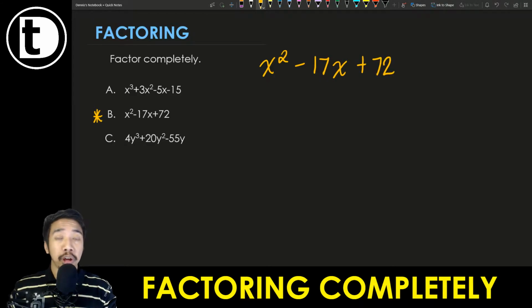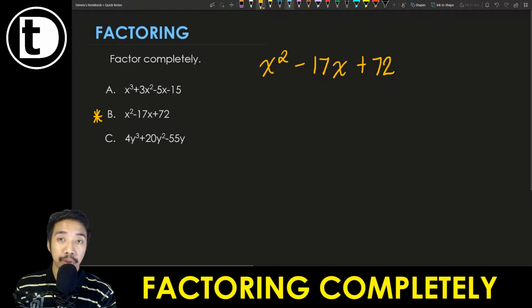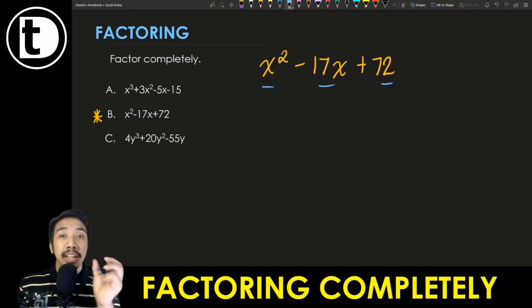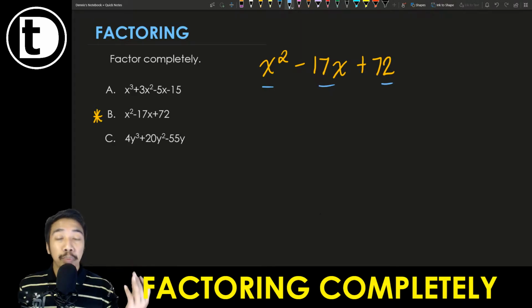So, rule of thumb, whenever you're going to start factoring completely, kailangan i-check nyo muna if the three terms or the terms of your equation has greatest common monomial factor. So, this ensures na mas madali nyong ma-handle yung mga numbers dito. Okay? So, since wala naman siyang greatest common monomial factor, mag-proceed na tayo dun sa pag-factor ng quadratic equation na to.